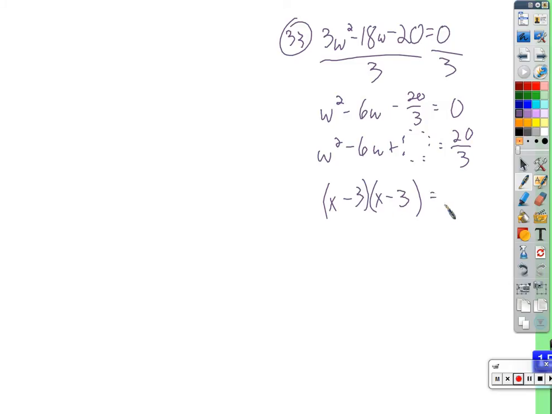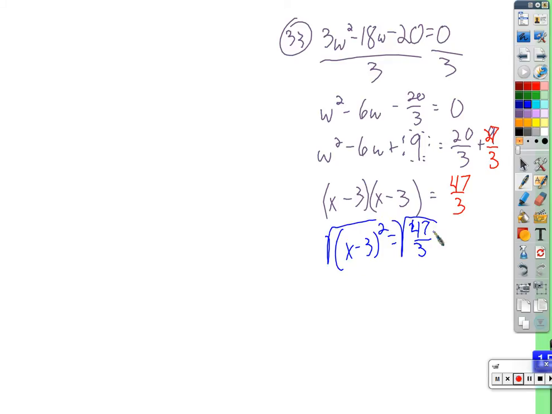Okay. What will this be then when I factor it this way? This will be what? 9. Okay, add 9 to this side, add 9 to this side. Okay, but we need a common denominator, so we'll turn this into thirds. This will be 27/3. This will be 47/3. We got x minus 3 squared equals 47/3.